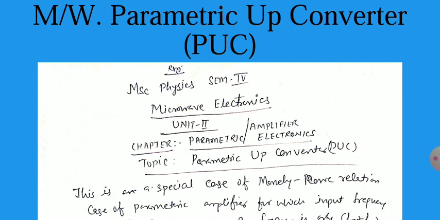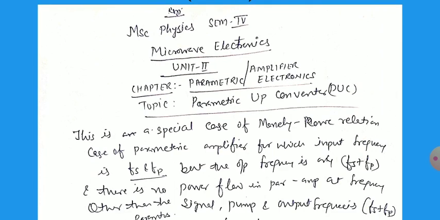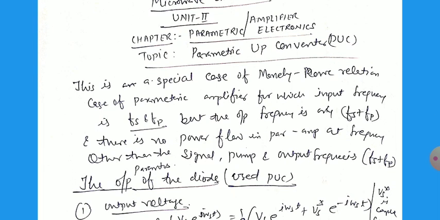What is going on in it? This is a special case of the Manley-Rowe relations we have discussed earlier. It is the case of the parametric amplifier for which the input frequencies are Fs and Fp. Fs is the frequency of the signal generator, and Fp is for the pump generator, but the output frequency is only Fs plus Fp. So there is no power flow in the parametric amplifier at frequencies other than the signal, pump and output frequency.